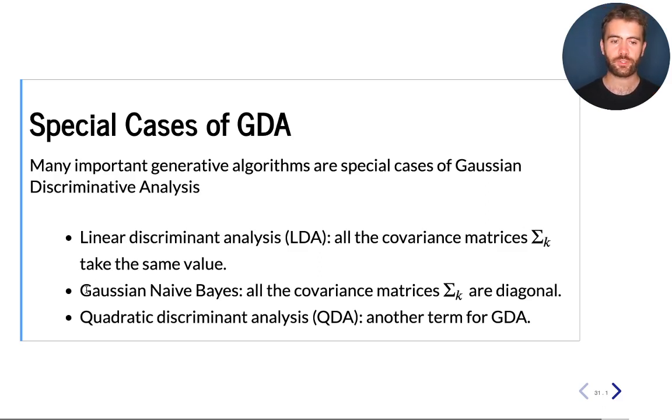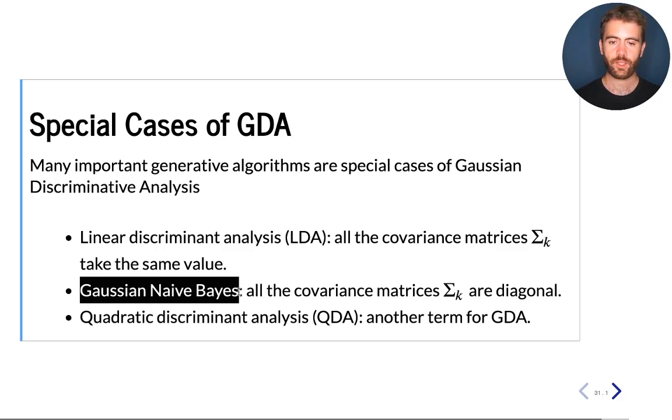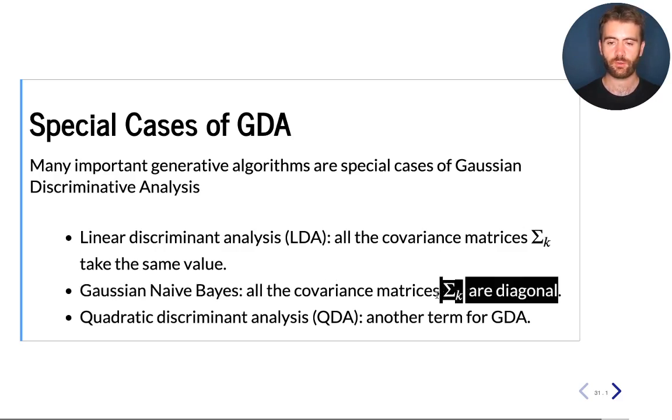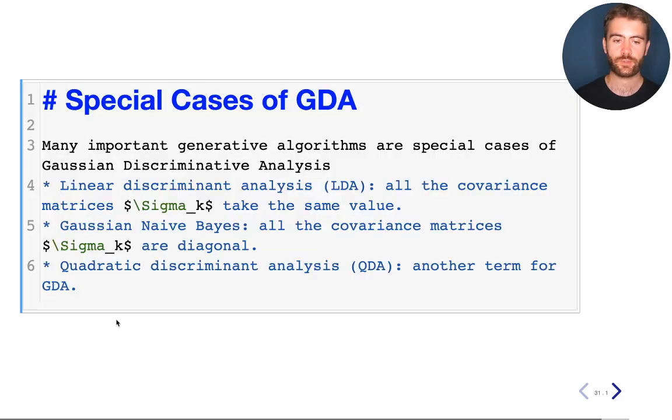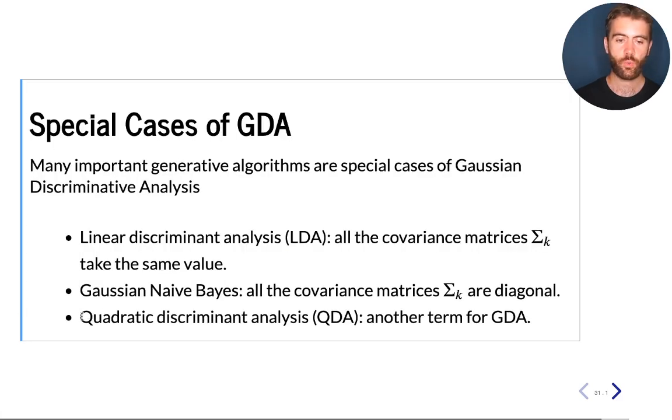Another version is called Gaussian naive Bayes, and there the covariance matrices are diagonal. And finally, there's also the term quadratic discriminant analysis, which is another term for GDA. And the reason why it's also called quadratic discriminant analysis is, again, as I mentioned earlier, the shape of the decision boundary between the classes can be quadratic.